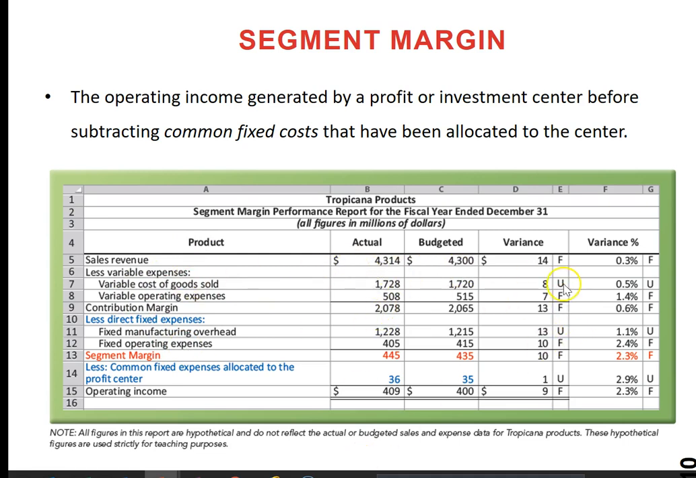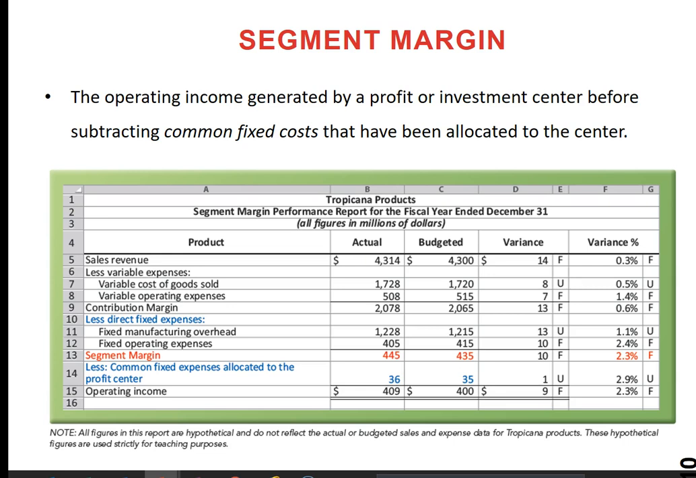That means if your actual sales revenue is higher than the budgeted one, it's good for you, we call it a favorable one. On the other hand, if any of your costs and expenses have actual numbers that are higher, then it will be an unfavorable one. But if actual numbers are lower, then it will be a favorable one. For example, if you see variable cost of goods sold, which is of course an expense, and the actual is 1,728, while the budgeted one is 1,720. That means your actual variable cost of goods sold is higher than the budgeted one. Of course, it's not good for you, right? If your expense is higher than what you planned or expected, then you'll not be happy. And that's why we'll call this difference an unfavorable one. On the other hand, if you find any expense which is lower than the budgeted numbers, then it's great news.